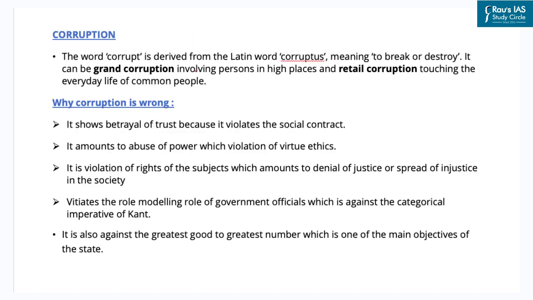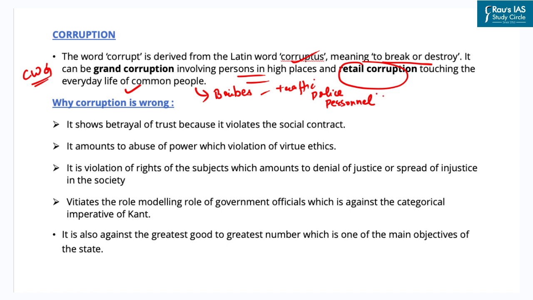Now the word corrupt is derived from the Latin word corruptus, meaning to break or destroy. Corruption can be grand corruption, which involves persons in high places, or it can be retail in nature, wherein it may touch the everyday life of common people. An example of grand corruption is the Commonwealth Games, and of retail or petty corruption, the bribes taken every day at lower levels by traffic police personnel and so on. Now this brings us to the question, why is corruption wrong per se.